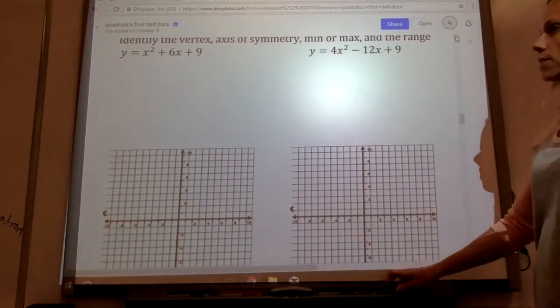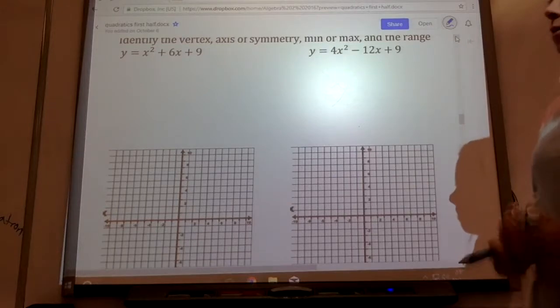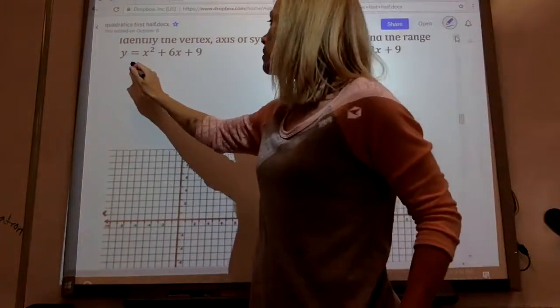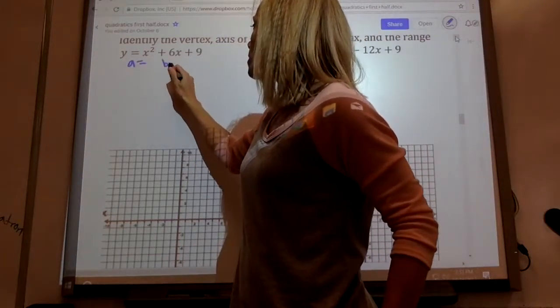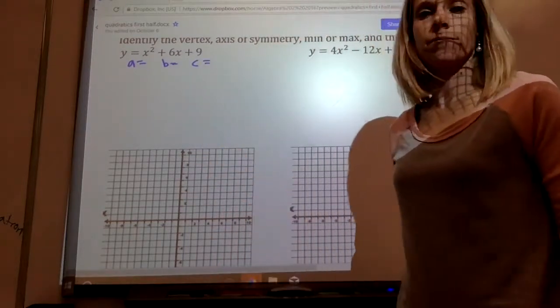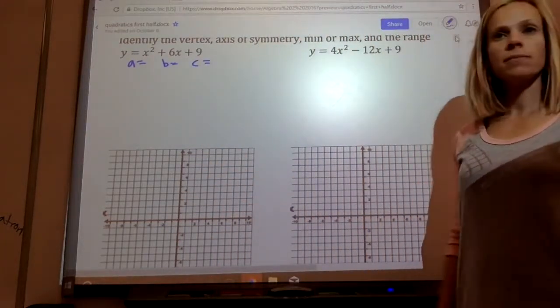So the first thing I like to do when I'm applying all 5 of those steps is to identify what's A, what's B, and what's C. Right? A is going to be what?